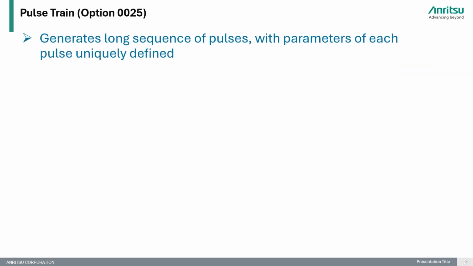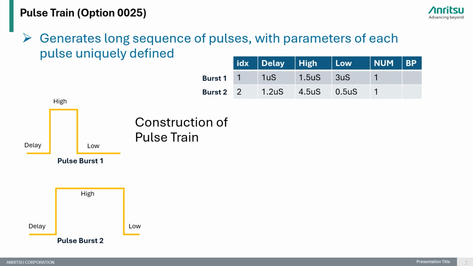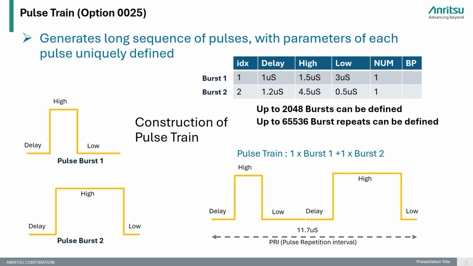First, I'll explain conceptually how Rubidium constructs a pulse train. A pulse train is constructed from a series of pulse bursts. Parameters for each individual pulse burst, such as delay, high and low periods, can be defined. Here, 2 pulse bursts with different delay, high and low periods are shown. Up to 2048 such pulse bursts can be defined. Further, each pulse burst can be repeated up to 65,536 times. When pulse train is enabled, Rubidium concatenates all pulse bursts to make a pulse train.